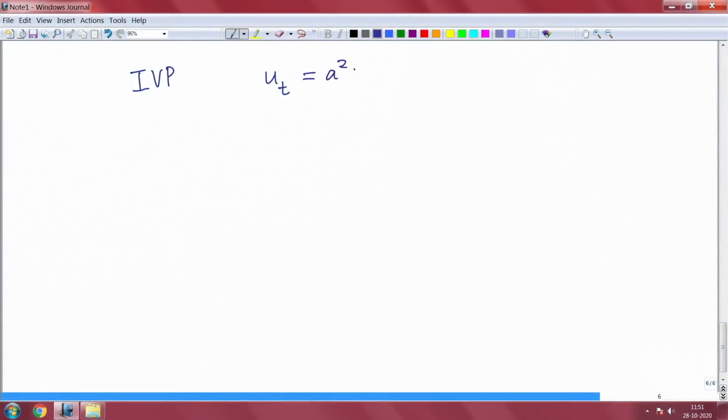Hello everyone. Today we analyze the initial value problem for the heat equation and try to obtain a formula for the solution. So this is in t positive, x in R. So one dimensional heat equation.